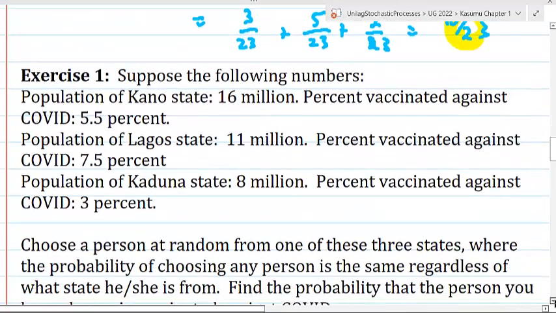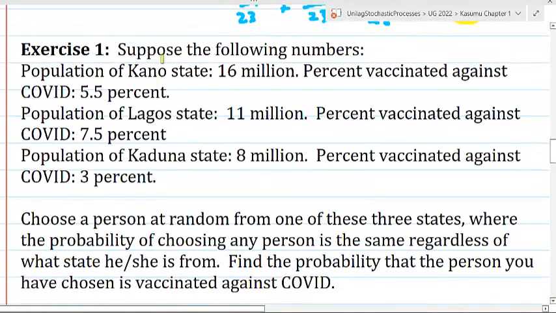So I give an exercise here. Suppose we have the following numbers. The population of Kano State is 16 million. The percent vaccinated against COVID is 5.5%. I actually looked these numbers up on the internet. The population of Lagos State is 11 million. Percent vaccinated against COVID is 7.5%. The population of Kaduna State is 8 million. The percent vaccinated against COVID is 3%.